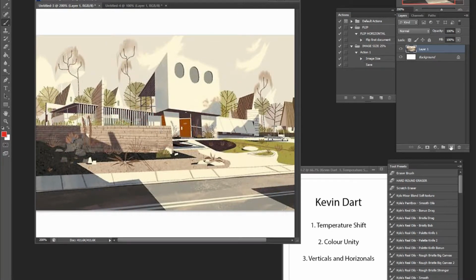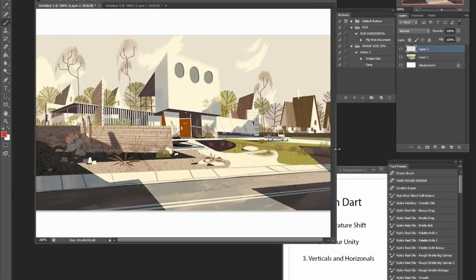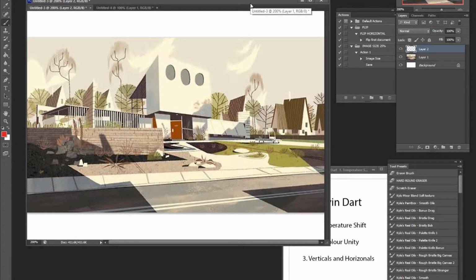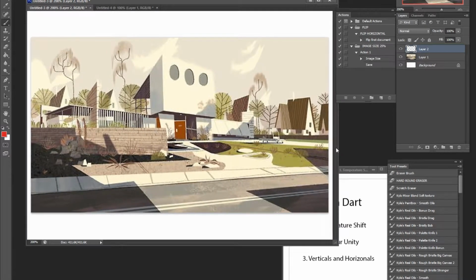So right off the bat, what color do you think this particular image is affected by? And the answer is all of these are very yellow. There's probably a yellow ochre or a very desaturated orange of some kind affecting every single color of this background.